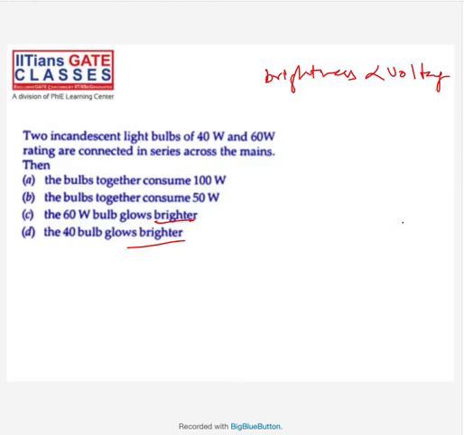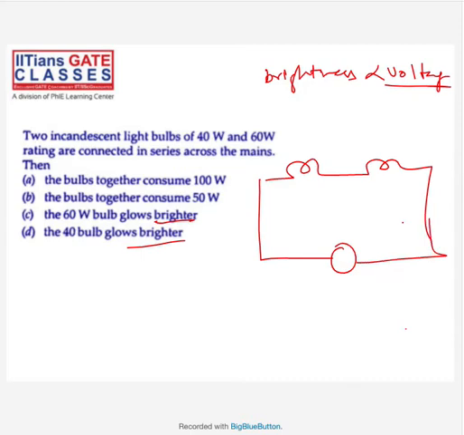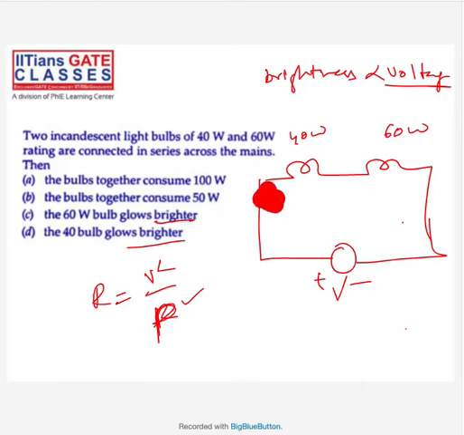See here, if I have two bulbs, basically two resistances in series connected to a main supply, a voltage source. So what happens, this is a 40 watt and this is 60 watt power, right? So resistance of this will be, R is equal to, again, V square by P. It is inversely proportional to the power, right? So the voltage drop across each bulb, say this is V1, this is V2. Which one will be more?